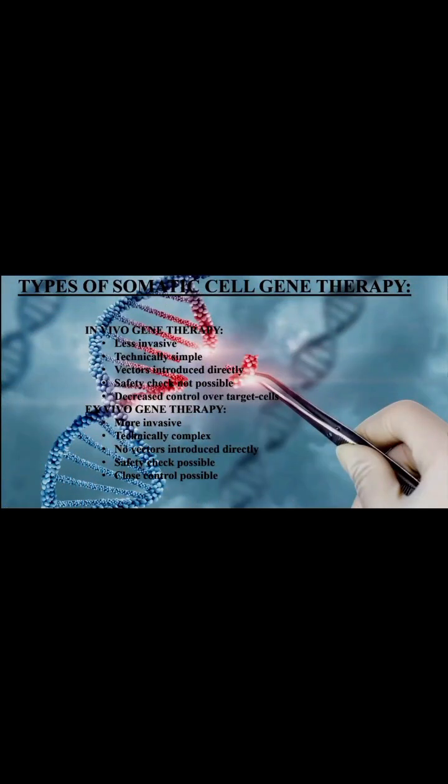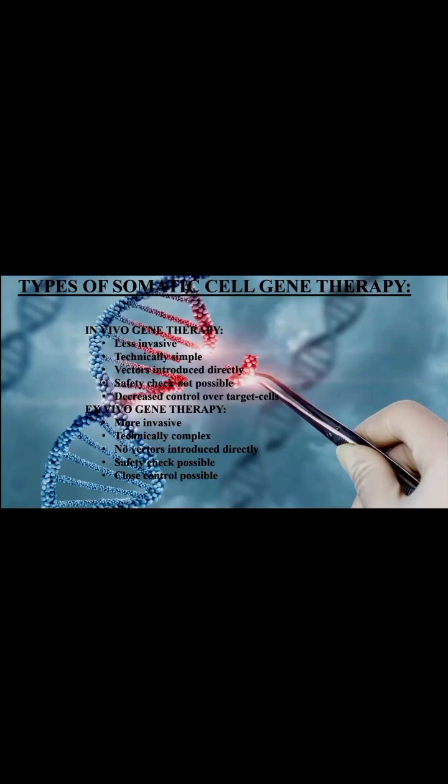Moving forward, we discuss the types of somatic cell gene therapy. There are majorly two types of somatic cell gene therapy. One is in vivo gene therapy and the other is ex vivo gene therapy. In in vivo gene therapy, the gene is introduced in the stem cell inside the body. It is less invasive, technically simple, and vectors are introduced directly. However, safety checks are not possible and there is decreased control over the target material.